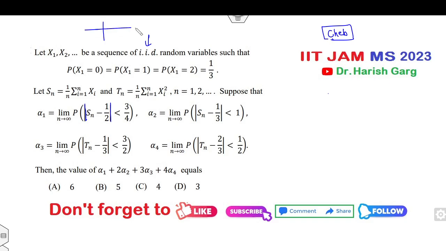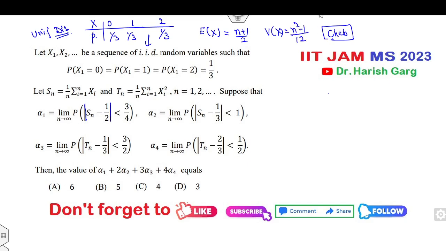So firstly, you can write it is IID 0, 1, 2. Probabilities are my same. Fine. Can you find the mean? Or you can say this is my uniform discrete distribution. If you know the uniform discrete distribution, what is the mean? n plus 1 over 2. And the variance is n square minus 1 over 12.